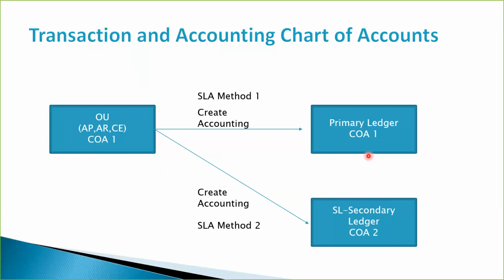So how can a secondary ledger differ from your primary ledger? It can differ in terms of the chart of accounts that you are using, all right? So maybe the primary ledger has a 7 segment chart of accounts, okay? And your secondary ledger, the chart of accounts will have maybe a different number of segments, 4 or 5, whichever number, okay?